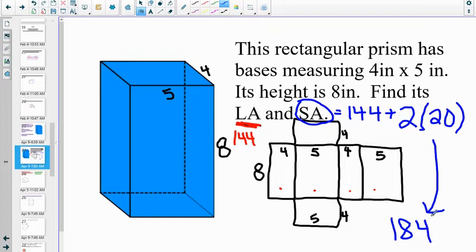184. These were inches. So these areas, both lateral area and surface area, these are both in inches squared. So lateral area of 144 inches squared, surface area of 184 inches squared. Total surface area will always be bigger than the lateral area because it includes the lateral area. All right, there we go. That is a rectangular prism.